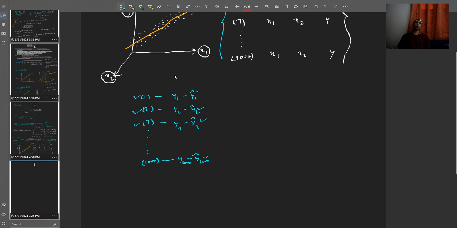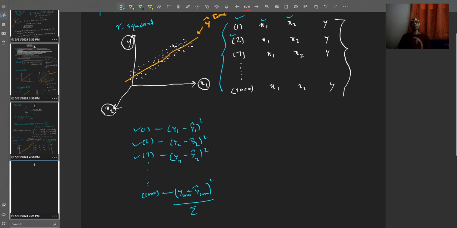Now what we do is we square each of them, and we sum them up. Now why do we square and sum? The reason is, in a proper multiple linear regression, or in a proper linear regression for that matter, because the errors are normally distributed, the values will cancel out.